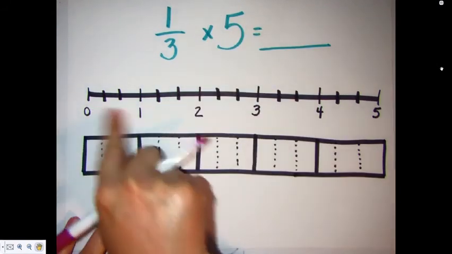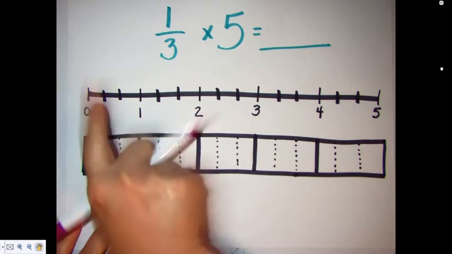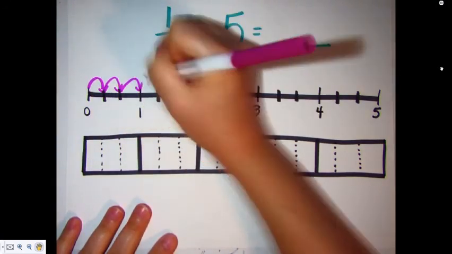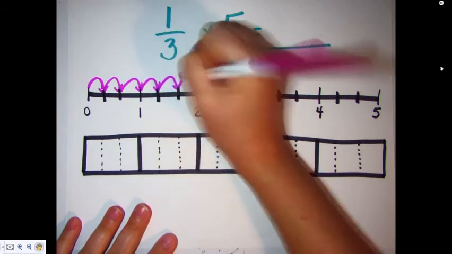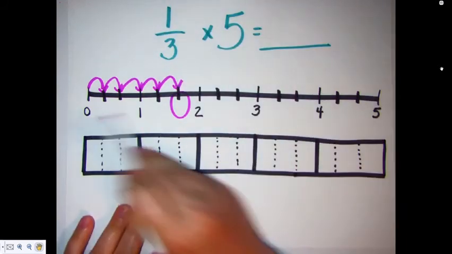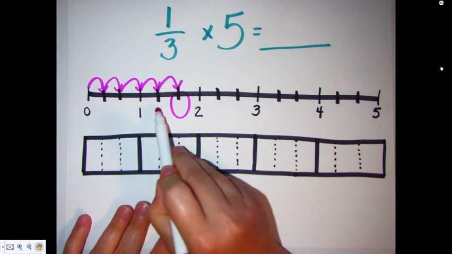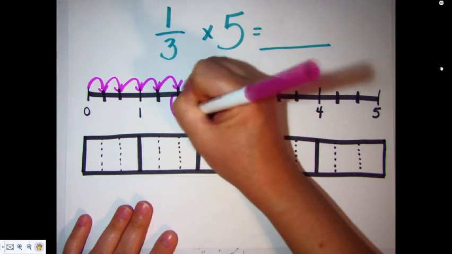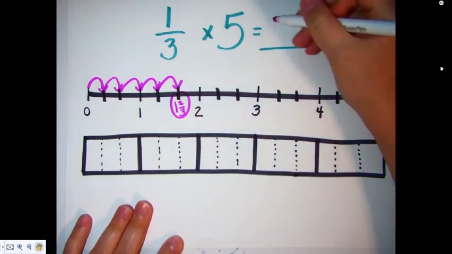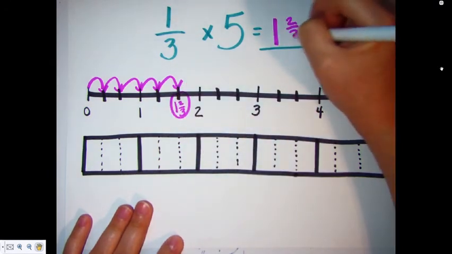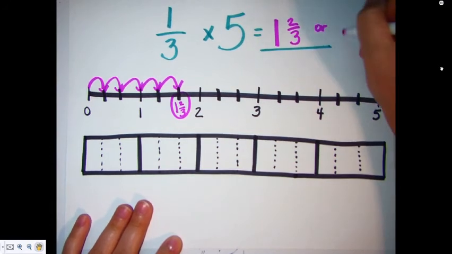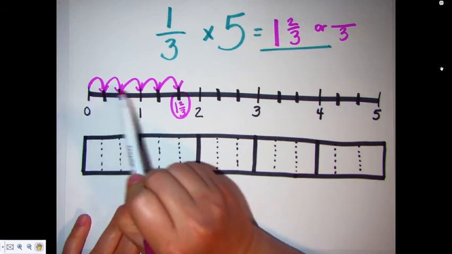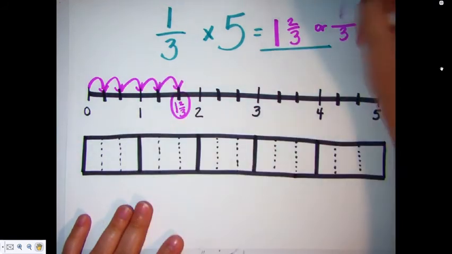So I'm looking at my model here. I have 1/3, 1/3, 1, 2, 3, 4, 5. And this will be where I land. I know that I have 1 whole. This would be 1 and 1/3. This is 1 and 2/3. So my answer up here would have to be 1 and 2/3. Or I know I'm counting in thirds. If I wanted to do an improper fraction, 1, 2, 3, 4, 5/3.